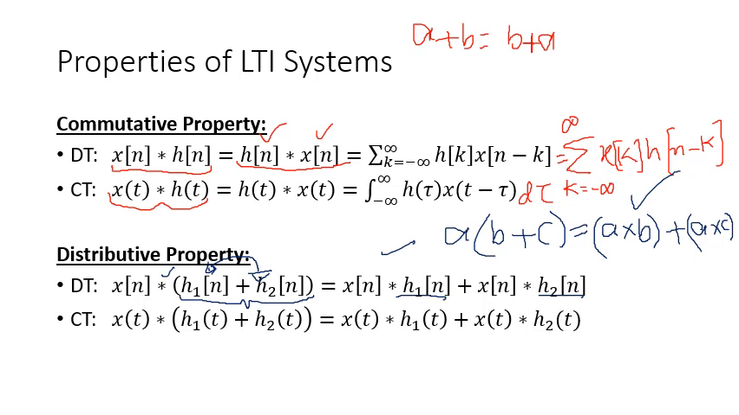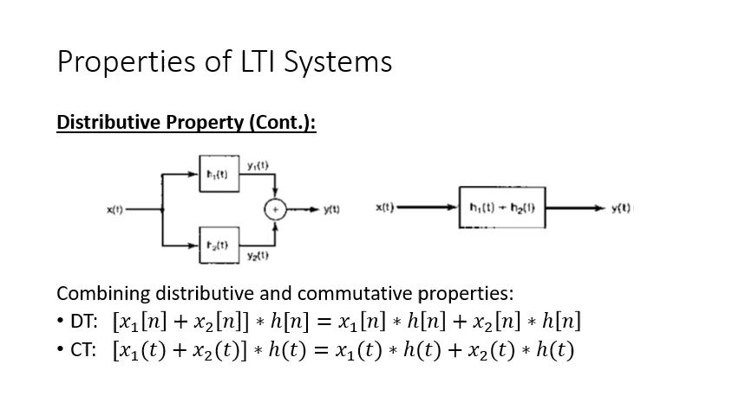Distributive property for the case of discrete time signal is described here, and similarly for the continuous time case is described here. So we'll go quickly. So this is the graphical representation of the distributive property shown on the previous slide, where the right side of the equation for distributive property is this one, and the one shown on the left side is this one. So this is shown here for the continuous time case, and for the case of discrete time we have similar arguments, right?